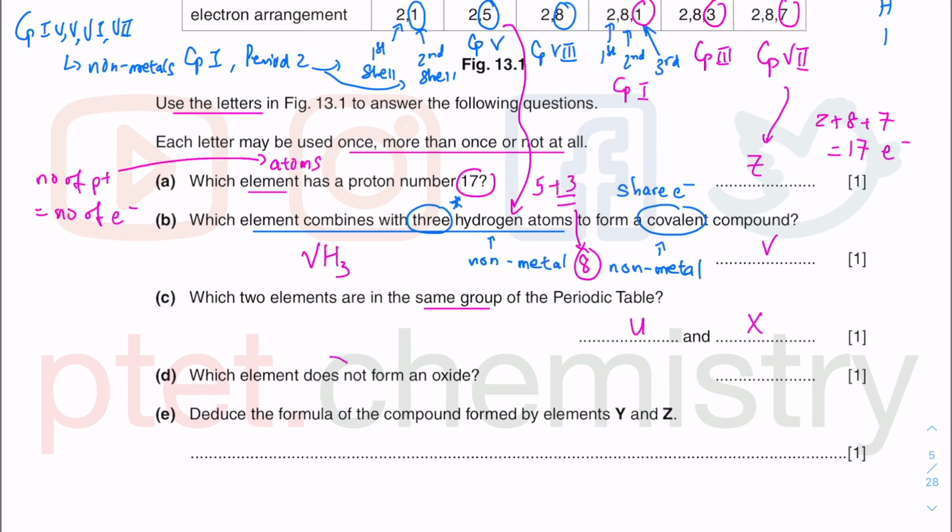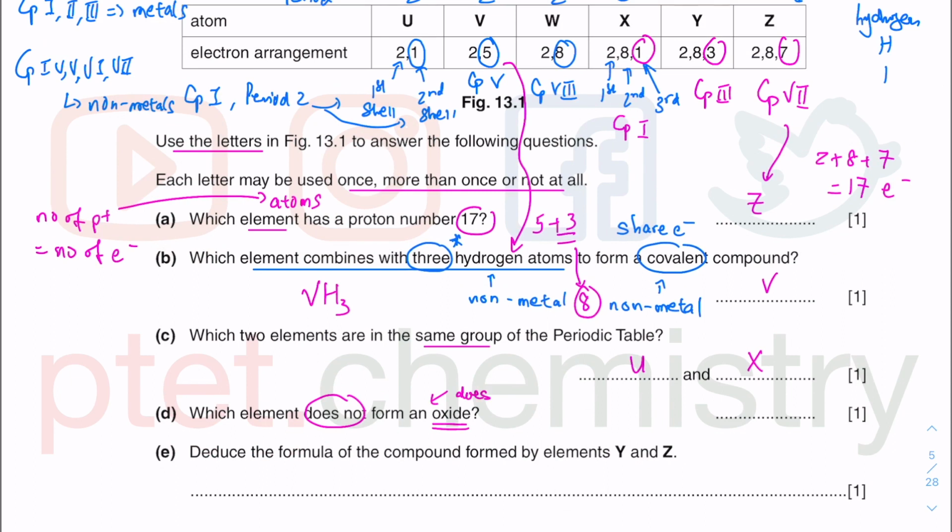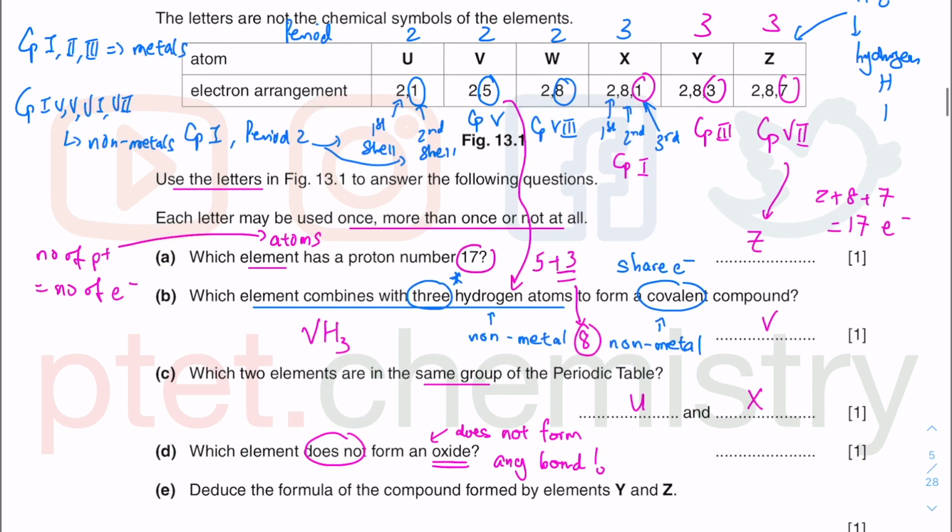Which element does not form an oxide? So, it does not bond at all. It does not form any bond. Whether it's ionic, whether it's covalent, it does not form any kind of bond.